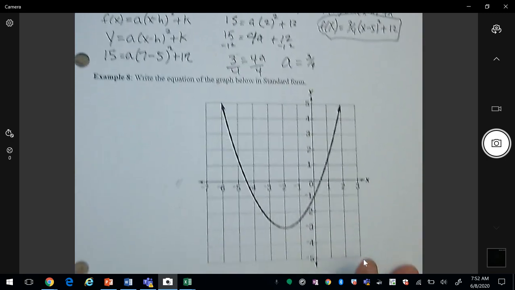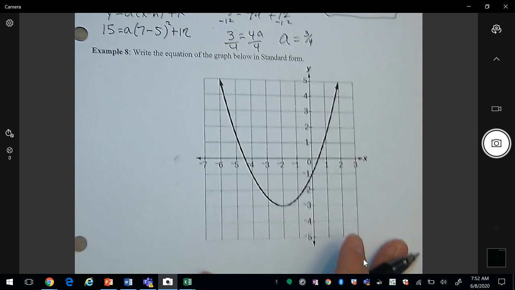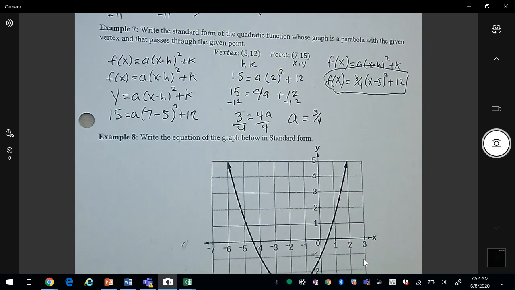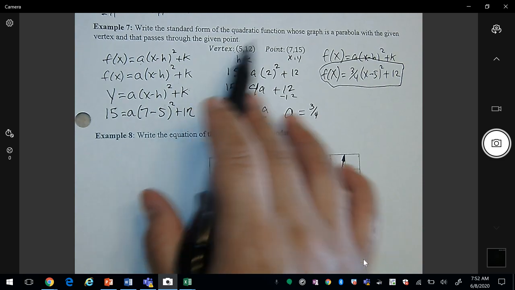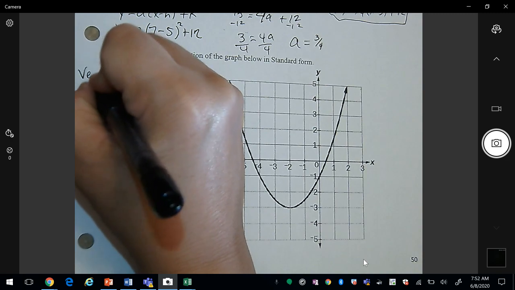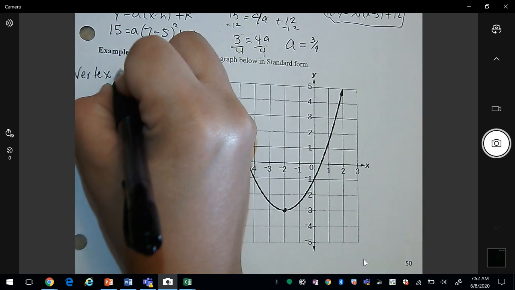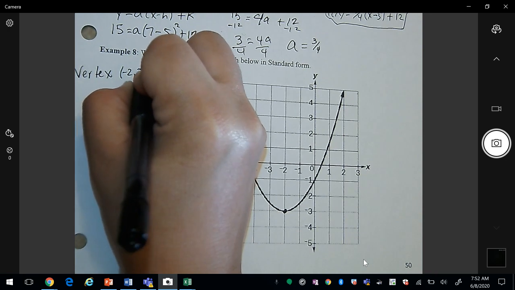Okay, let's look at example 8. Write the equation of the graph below in standard form. So same idea. In order to write in standard form, we need the vertex and at least one point. So here my vertex is this point here, which is -2 and -3.